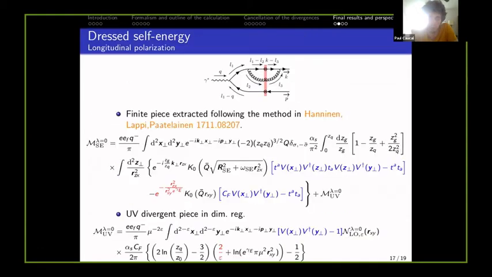So let me now discuss this diagram here, the BK self-energy before the shockwave. As I said, it has a UV divergence, and to carefully extract the divergence, meaning the UV pole of this diagram, we have followed the method elaborated in this paper, where the UV divergence appears at the level of the integration over the z_perp coordinate, where z_perp is the transverse coordinate of this gluon when it crosses the shockwave.